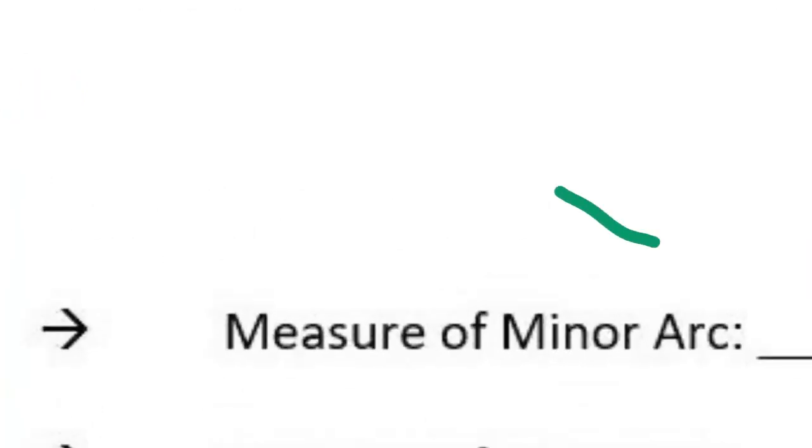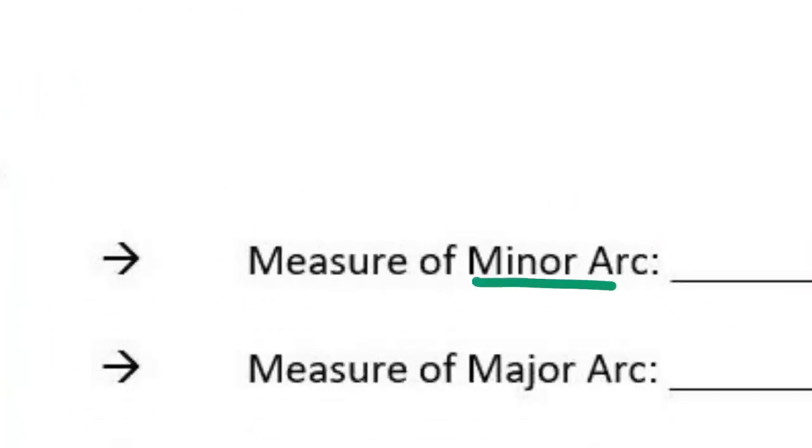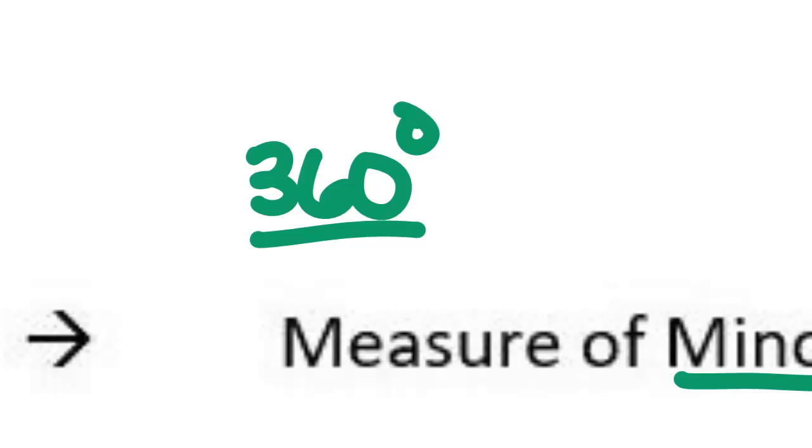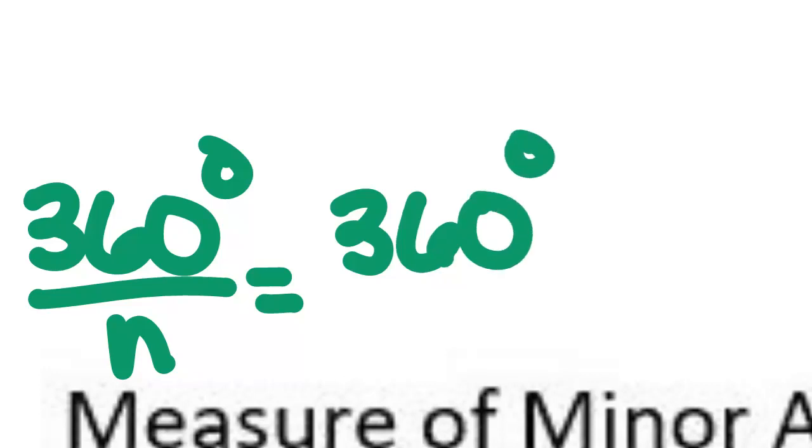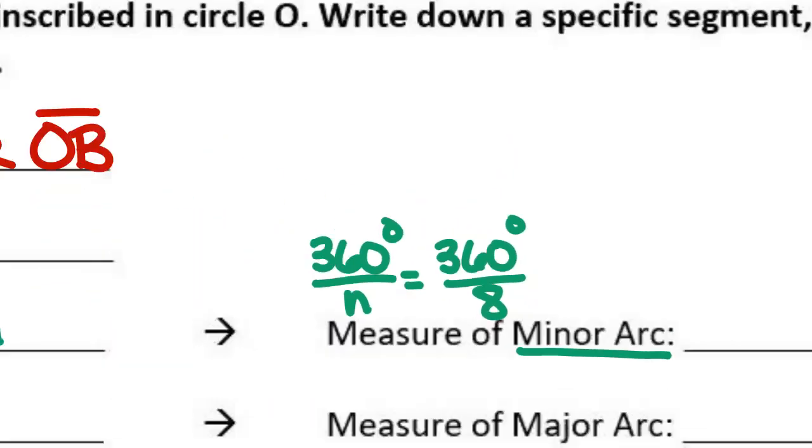So to find the measure of this minor arc, we're going to do 360 degrees. And we're going to divide that by the number of sides we have. So we're going to divide that by n. What is 360 divided by 8? 45, thank you.